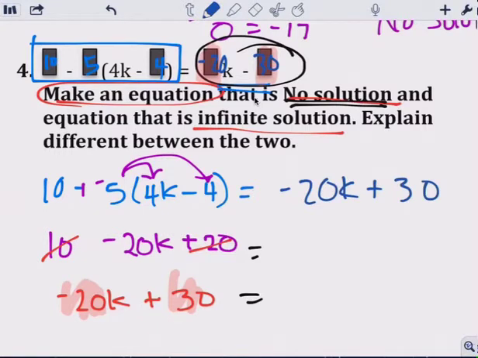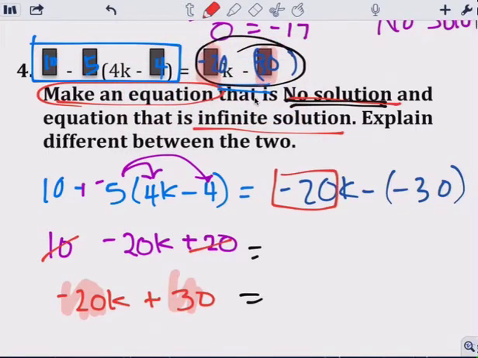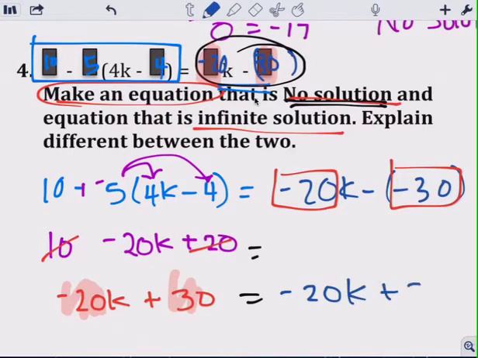Uh-oh, how do we make it a plus 30? Aha! How do we make it a plus 30? That's an interesting one. It has to be a negative 30. So minus a negative 30 to make it a plus 30. So our missing number here is negative 20 and then negative 30. Okay? So we have then a negative 20k plus 30 to make it equal. So our missing numbers are these.